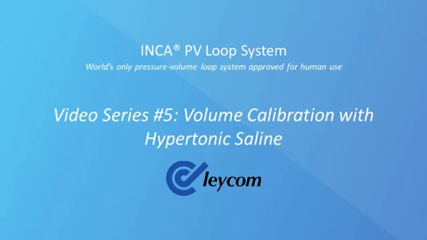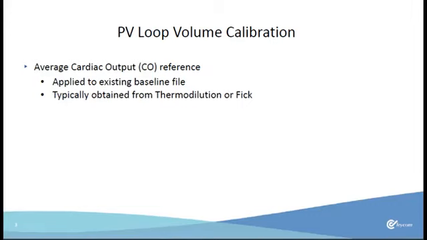Welcome to video series number 5, Volume Calibration with Hypertonic Saline. In order to streamline your cath lab workflow, most centers will apply this method of volume calibration offline after the case. In summary, two items will be needed for this method of volume calibration, the first being an average cardiac output value provided by some external reference.